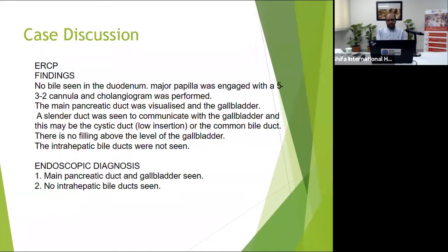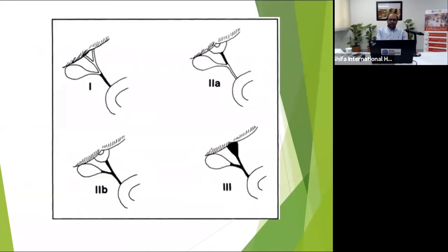It showed a gallbladder, there was a slender duct seen to communicate with the gallbladder, and there was a cystic duct or the common bile duct, but there was no filling above the level of the gallbladder. So the intrahepatic bile ducts were not seen. So that could be type 2A biliary atresia or type 3, where you can see the gallbladder, but the intrahepatic bile ducts were obliterated.